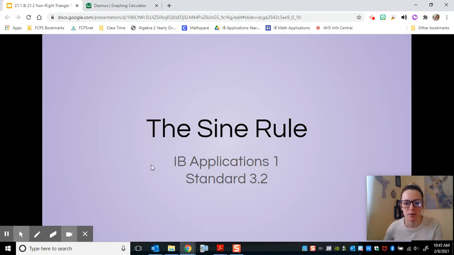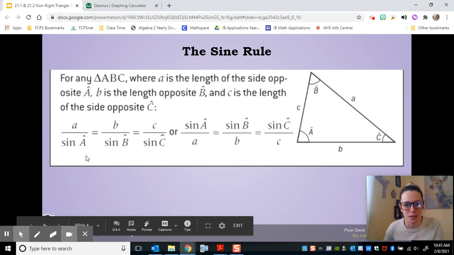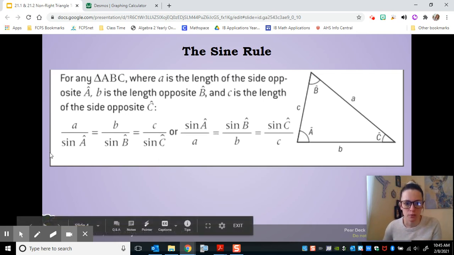Everyone. Today we're going to talk about the sine rule, so let's get into it. So the sine rule is mainly used for solving non-right triangles, although it can also be used to solve right triangles. We're going to focus on non-right triangles this unit.